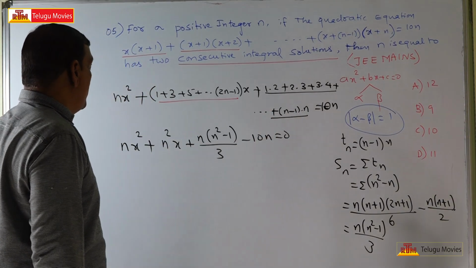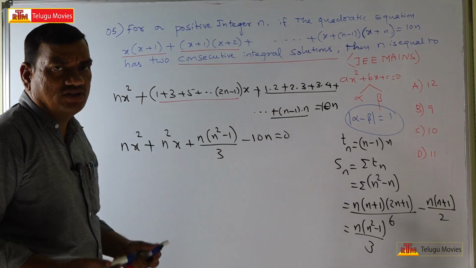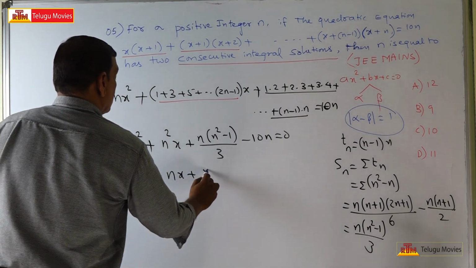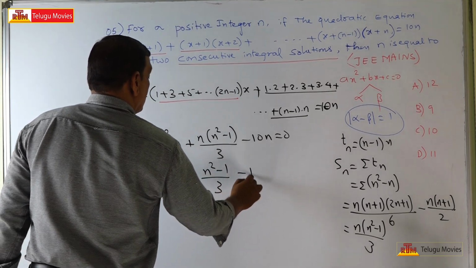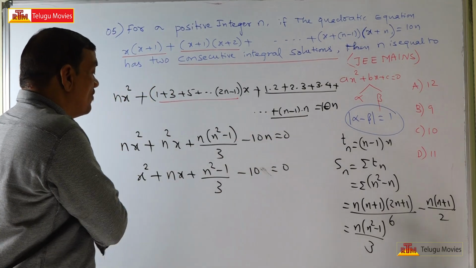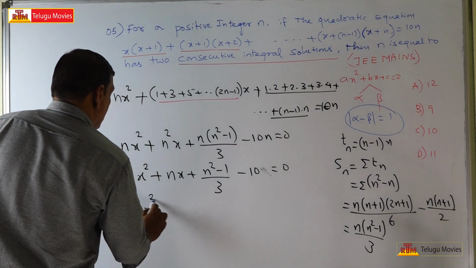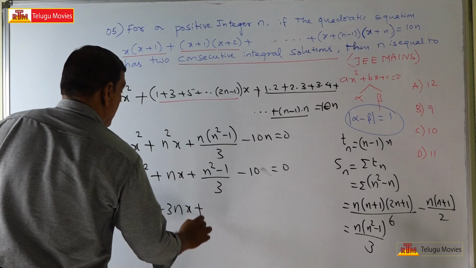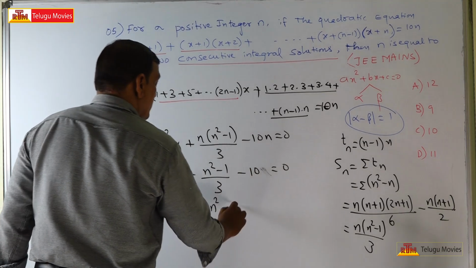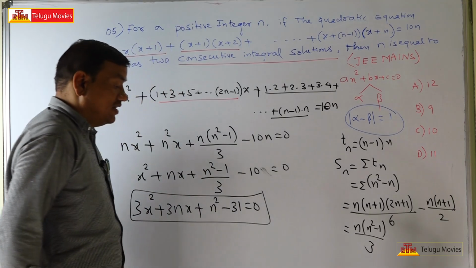Now here you observe n square, n. You can divide with n since n is not equal to 0. So this is x square plus nx plus (n square minus 1) by 3 minus 10n is equal to 0. Here n is also getting cancelled. Afterwards you multiply with 3. So this is equal to 3x square plus 3nx plus n square minus 1, minus 10, minus 31 is equal to 0. So this is your quadratic equation.